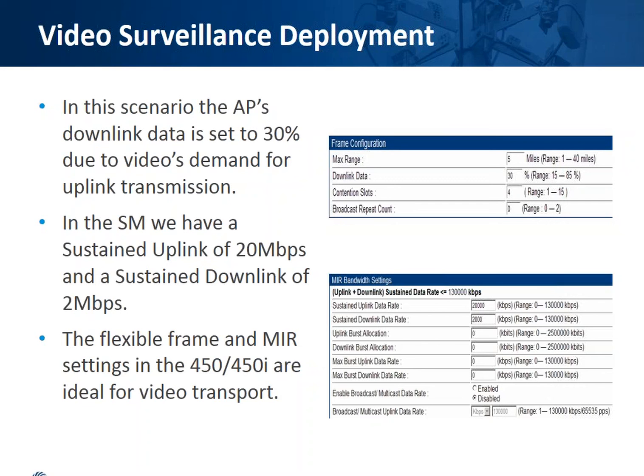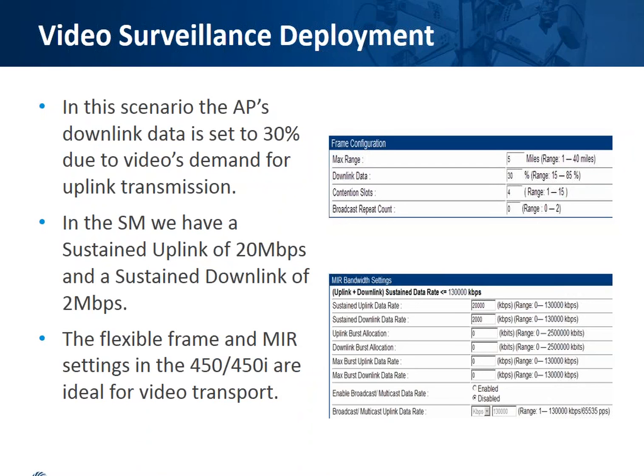In this example, we have a 20 meg sustained uplink with a 2 meg sustained down. So one of the big things is depending on what cameras you are using, in the settings you can set it to where if the camera has a little bit of a spike increase due to the cut filter, or depending on the type of codec that you're running, you can set a little bit of a buffer in the uplink data rate or the downlink data rate. And again, the flexible frame and the MIR settings are ideal for video transport in the 450 and newly released 450i.